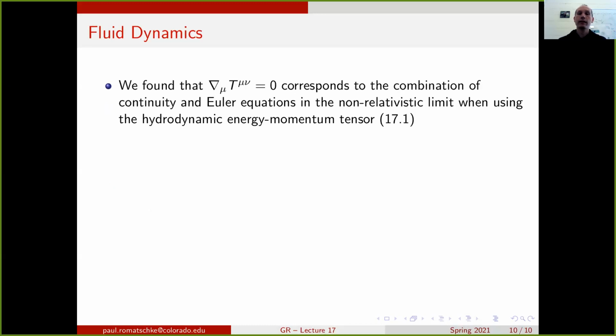Okay, to summarize, we find that the physical meaning of this conservation law in flat and non-relativistic spacetimes is just the combination of the equation of continuity and the Euler equations that are familiar from non-relativistic continuum mechanics. So these are, if you want to, the equations of hydrodynamics. These relations come out from the conservation equation here only when we plug in the hydrodynamic form of the energy momentum tensor 17.1 that we got from our gradient expansion in the first place.